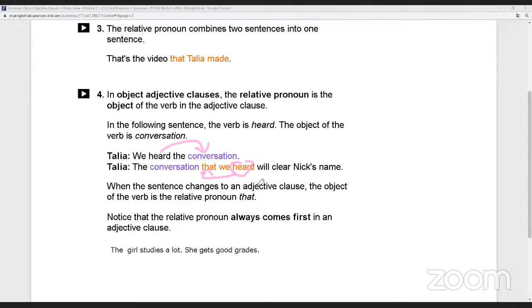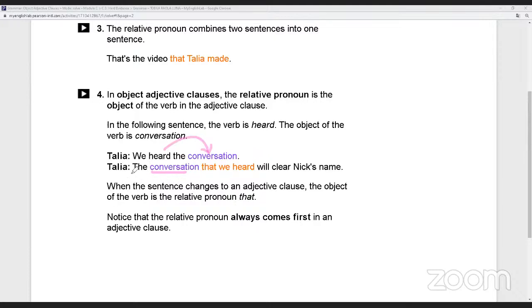We heard the conversation, it's a short sentence, and we don't have too much information, right? If we are going to change it into an adjective clause, we have to take the object, in this case the conversation, okay? We're going to place it at the beginning, okay? Oh my goodness, why did I clear? Okay, I'm going to write again. So in this case, this is the object. We heard the conversation, the verb is working on the conversation.